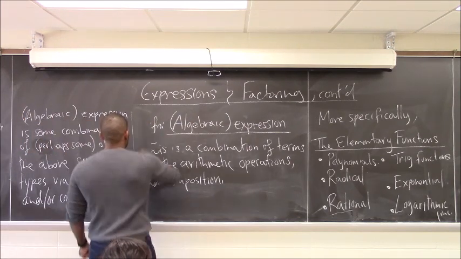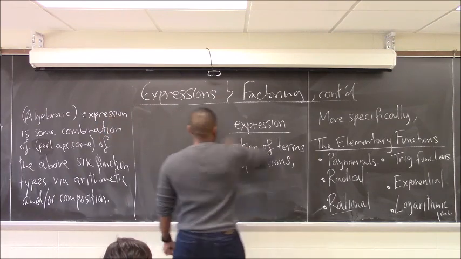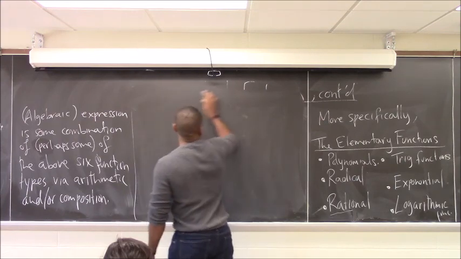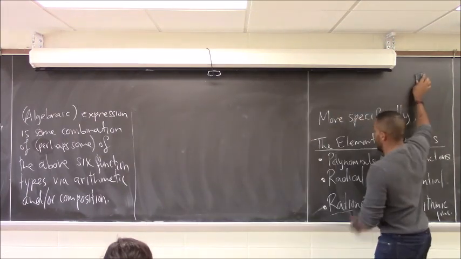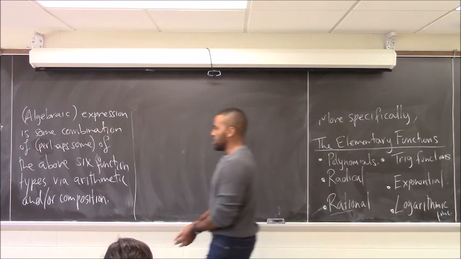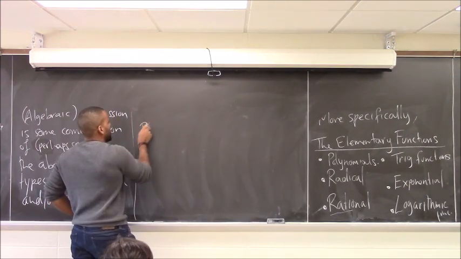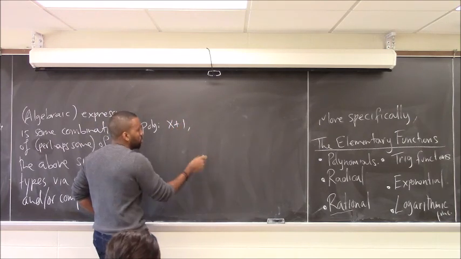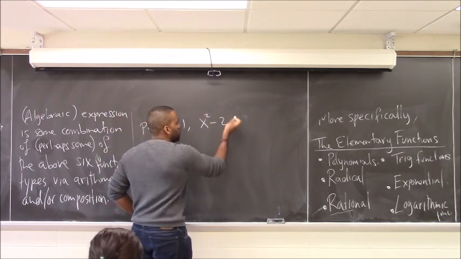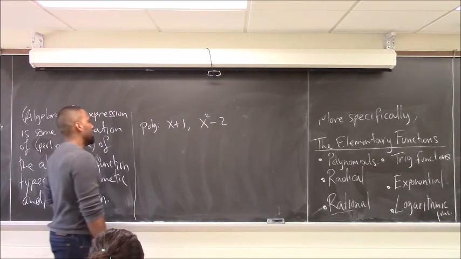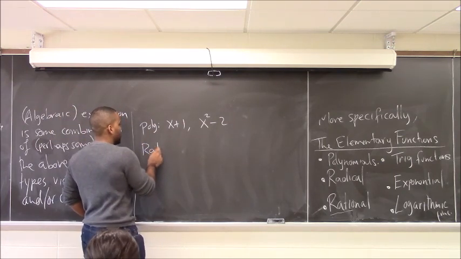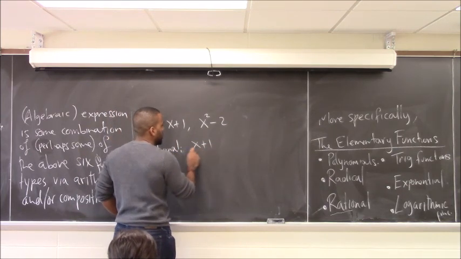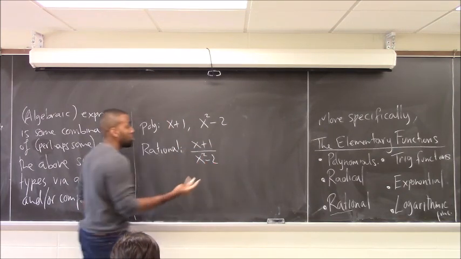So, for example, we can create something that is in neither class really, and whatever we create using these classes of functions, we call that just a more general algebraic expression. So I can talk about a polynomial, like x plus 1 is a polynomial, like x squared minus 2 is a polynomial. But then you can also talk about the rational functions. This is what you create when you divide 2 polynomials. So you like this and you do that. That's called a rational function.